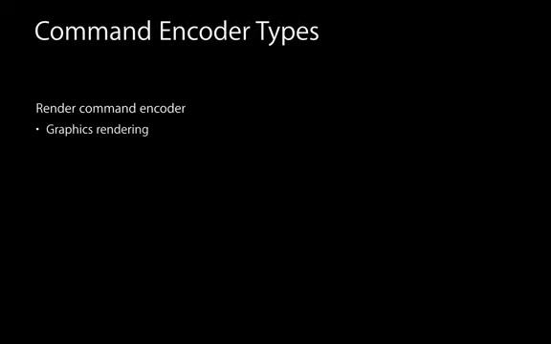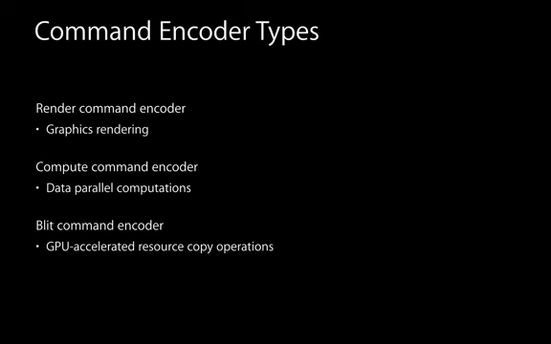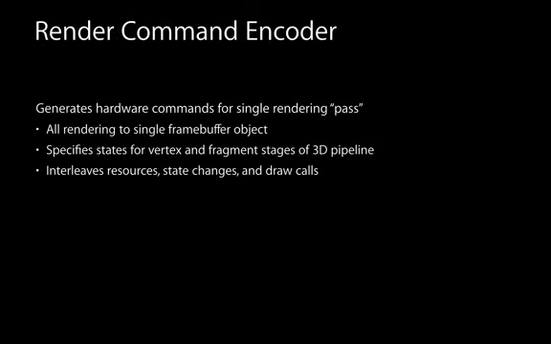Those are resources. Now I'm going to talk briefly about the command encoders themselves. And as I mentioned, there are three basic command encoder types. You have your render, compute, and blit command encoders. And I'm going to talk about each of these in sequence. So first off, the render command encoder.